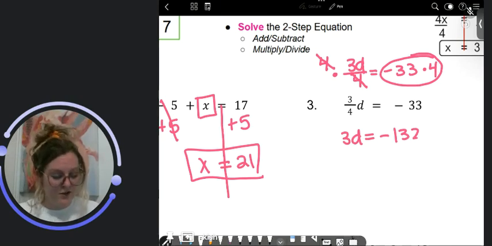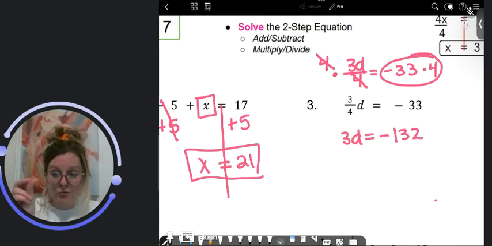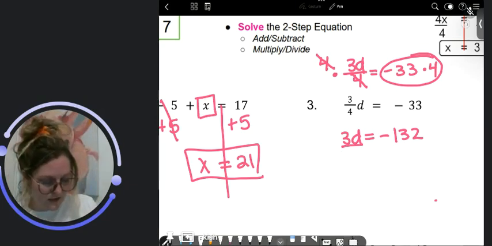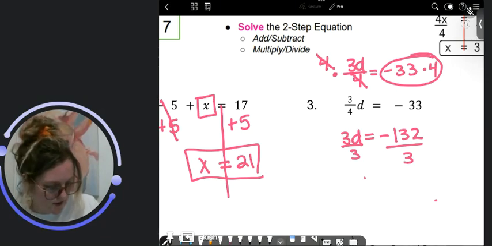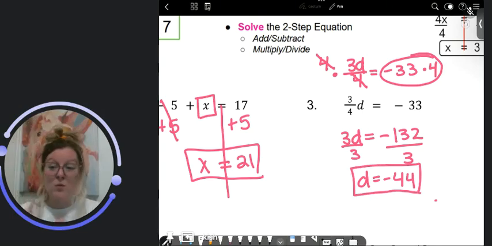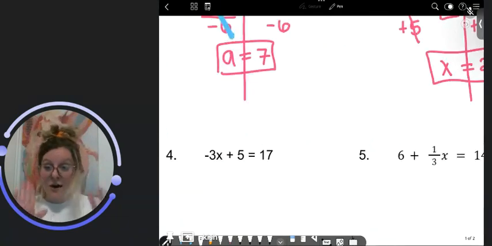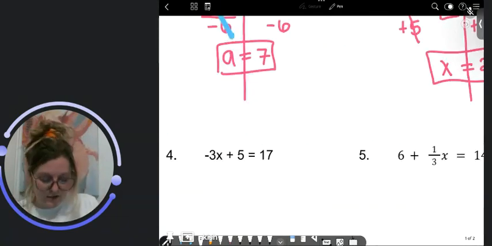Last step, we need to undo the 3. Right now it's touching d, so that means multiply. So the opposite is divide. When I divide, I'm getting d is equal to negative 44. Be really careful of your negatives here. All right, moving on. This one, we're going to have 2 steps again.